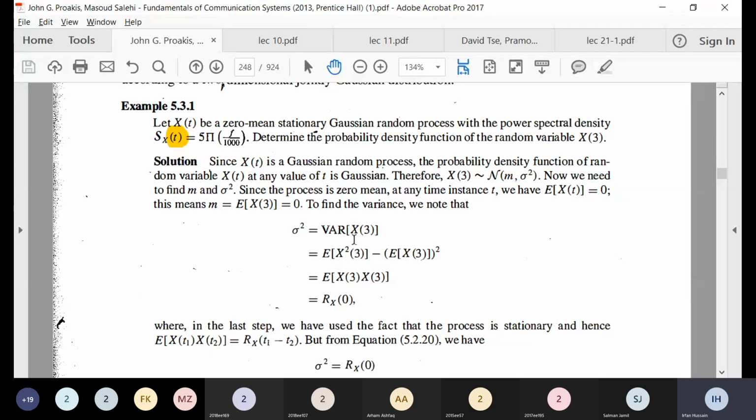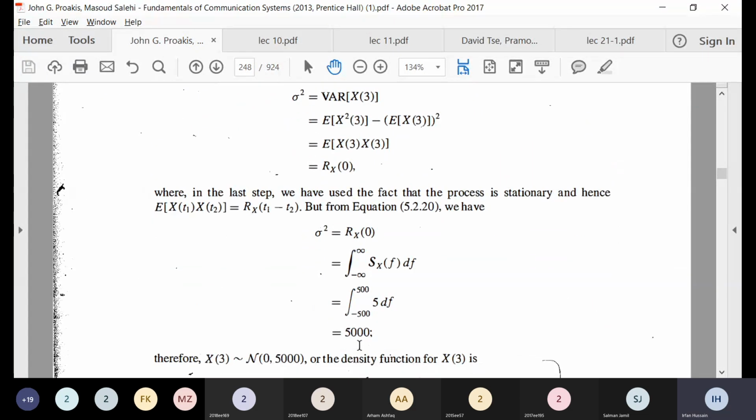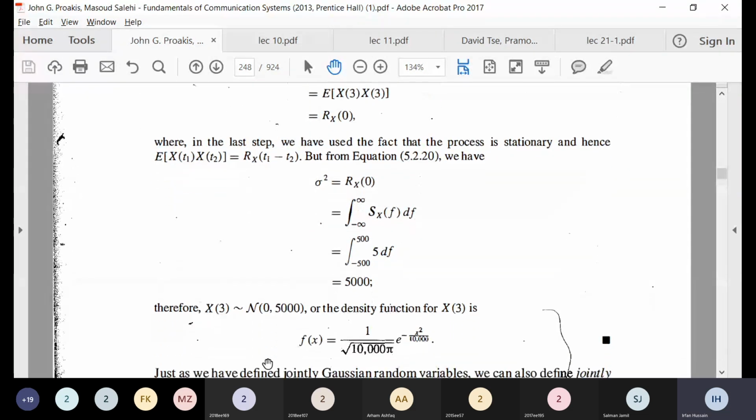Next, we want to find the variance. The variance sigma squared is E of (x minus eta) squared. Eta, the mean, is 0, so it will be just E of x squared. But what is x squared? It is x of 3 times x of 3, which is actually Rx of 0, the autocorrelation at 0. With no time difference, the autocorrelation function becomes autocorrelation at 0, and we know that autocorrelation at 0 gives us the total power in the PSD. So you can just take this function and find the power. What is the power? 5 multiplied by 1000, so 5000 watts is the power here. This becomes the variance, and so the variance is found, the mean is found, and hence you get the PDF of your random variable.